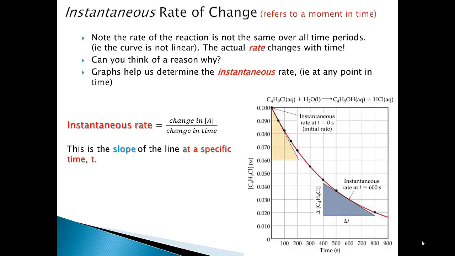But we have to look at our slope at any time point. So for example, we can see here we've got two rates. Potentially the rate could be calculated at t equals 0 and perhaps t equals 600 seconds for this reaction, and you can see that the slope is actually quite different in each of these cases.